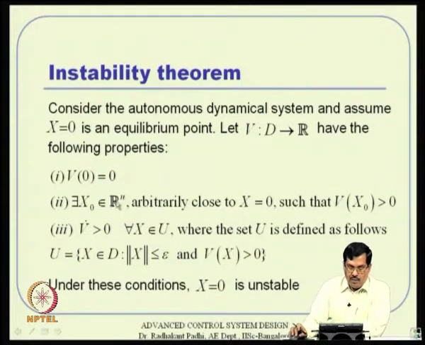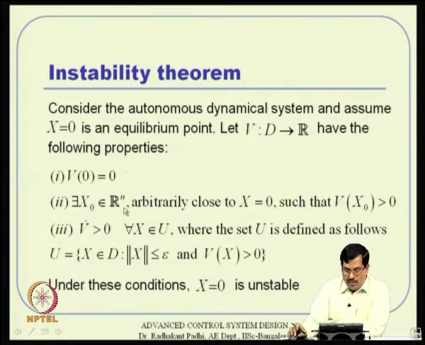Okay. Then we are telling that V dot is positive definite, but actually it is not positive definite per se, but V dot is positive for all x in that set U, where U is defined as follows. Okay, that means U is x belongs to D such that norm of x is less than epsilon and V of x is greater than 0.